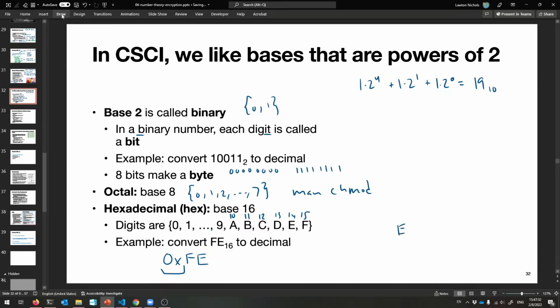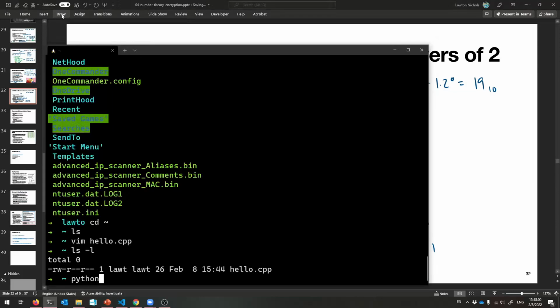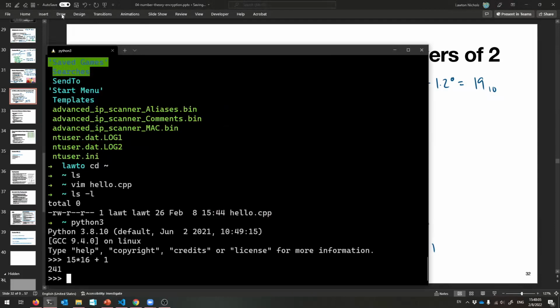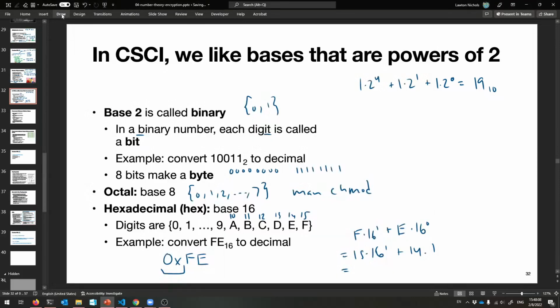So it's E times 16 to the 0, plus F times 16 to the 1, because it's base 16, right? Okay, that's easy enough. But what are these really? F was 15, so 15 times 16 to the 1, and E was 14 times 16 to the 0, which is just 1. So 14 times 1. What is that? 15 times 16 is 240, plus 14, 254. Base 10. Isn't that cool?